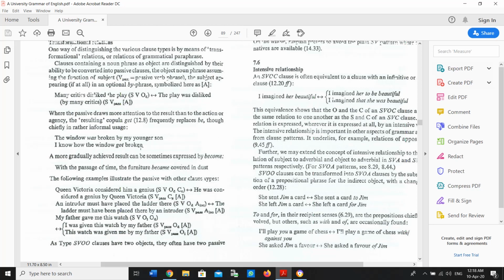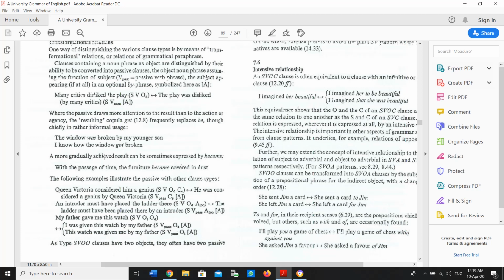But I'm going to read it to you. Where the passive draw more attention to the results than the action or the agency, the resulting copula get frequently replaces be, though chiefly a rather informal usage. As I told you, colloquially. This is informal. إحنا كأكاديميين we use verb to be. So the window was broken by my younger son. I know how the window got broken.